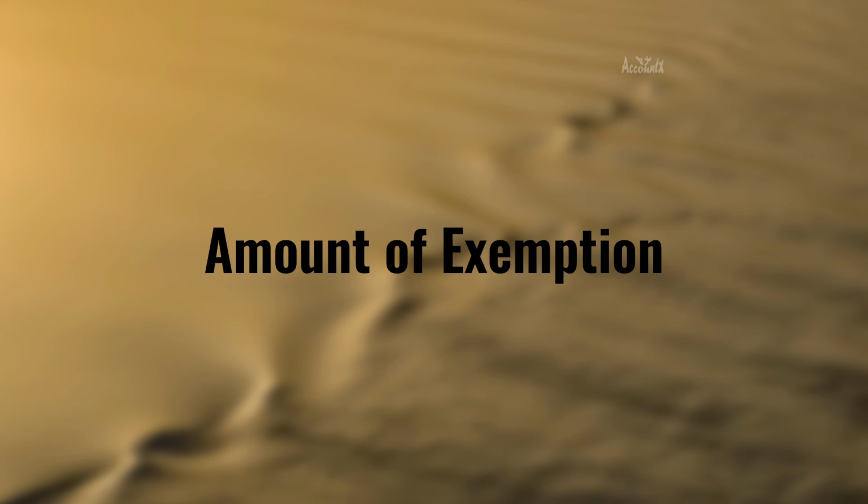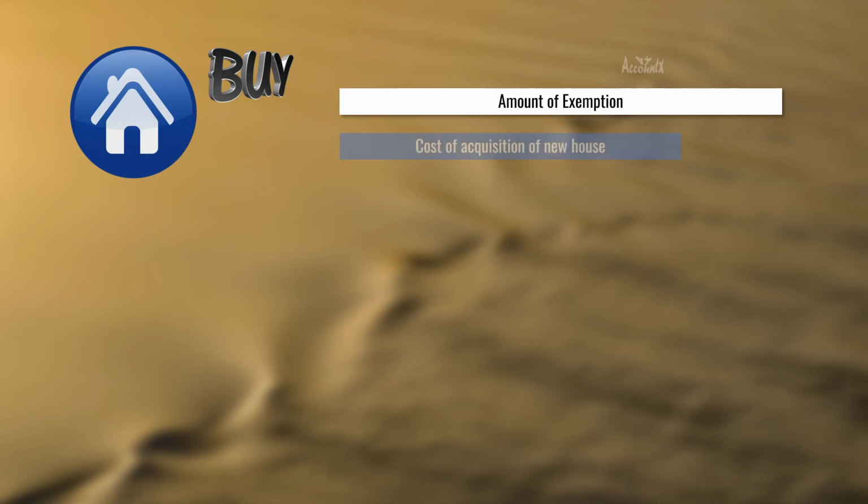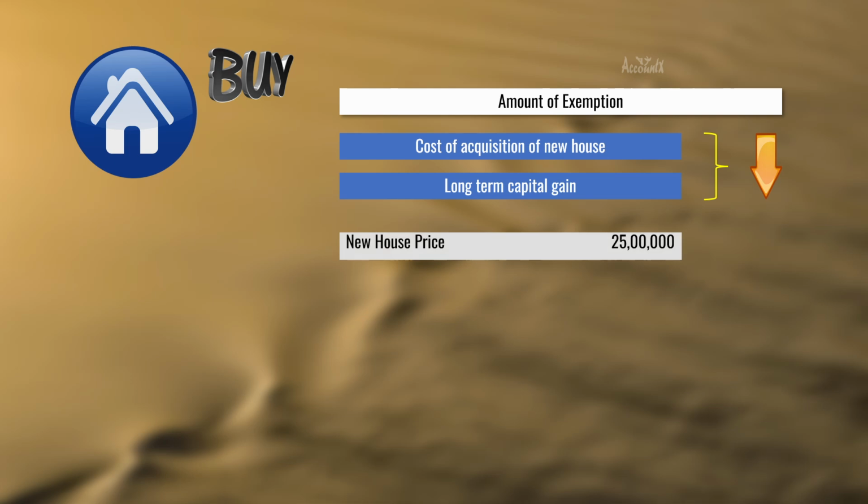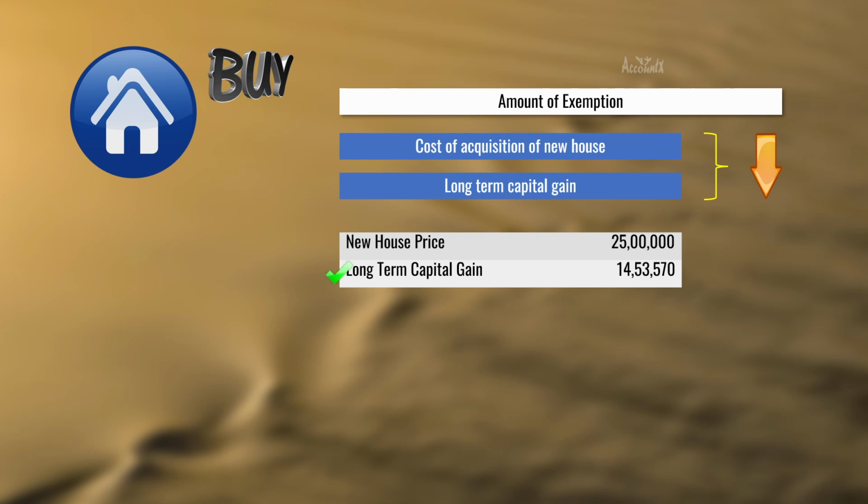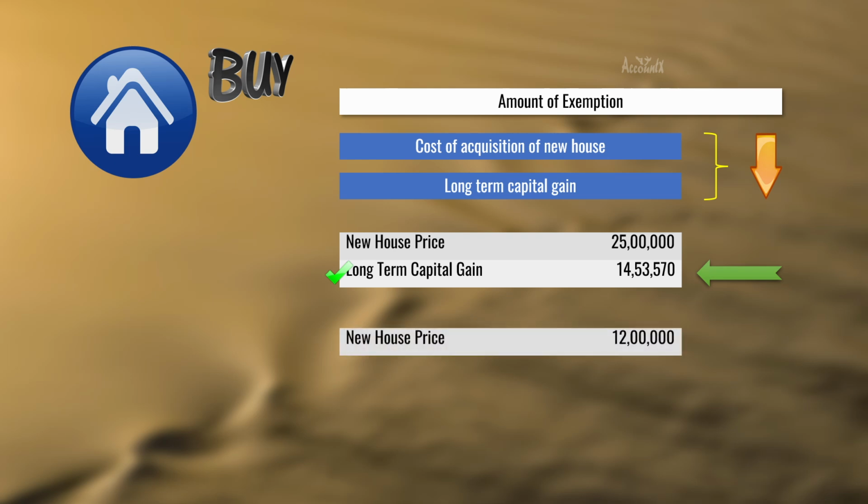Let's now talk about the amount of exemption. It is either the cost of acquisition of the new house or long-term capital gain, that is LTCG, whichever is lower. Let's say the price of the new house is 25 lakh, and considering our same example, LTCG is 14.5 lakh. So here the amount of exemption would be equal to LTCG. But if the price of the new house is 12 lakh, then the amount of exemption would be equal to 12 lakh and you would be required to pay tax on the remaining 2.5 lakh.